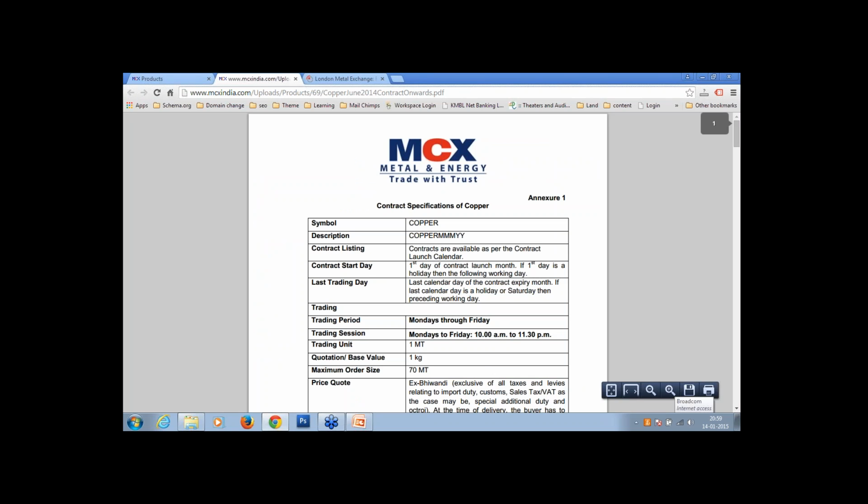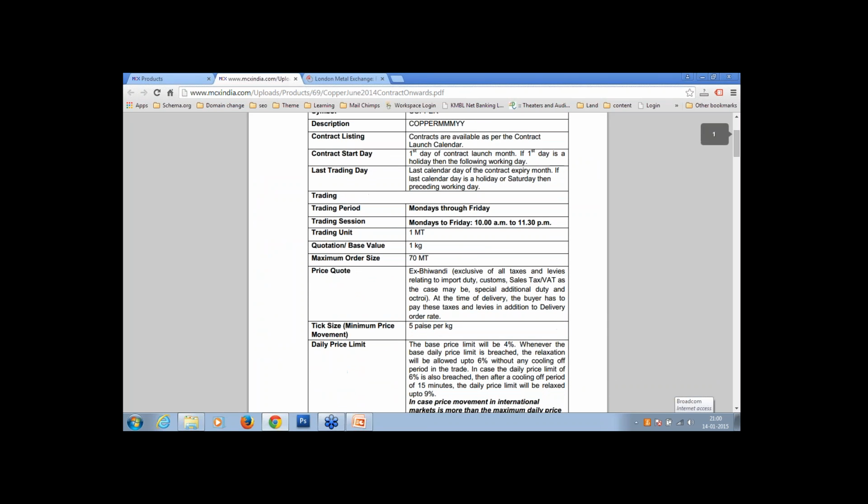The symbol is copper, then description is copper MMM. So description is in copper, let's say January and 2050. So this is complete description. Then trading period is Monday through Friday, so that means 5 days you can trade. The trading session is from 10 AM to 11:30 PM. Trading unit is 1 metric ton. That means the lot size is 1 metric ton. And the quotation base value is 1 kg.